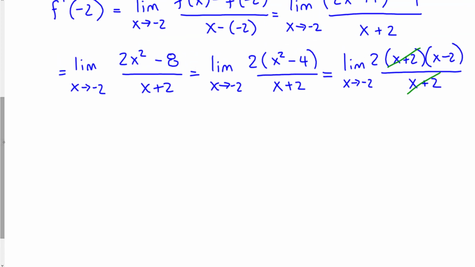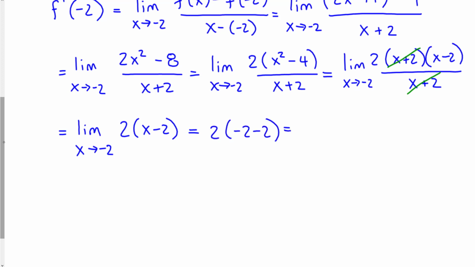What that means is I'm left with the limit as x approaches -2 of 2 times x minus 2, and at this point, if I plug in -2, I get an answer. 2 times -2 minus 2 would be 2 times -4, or -8. So the slope of the tangent line at -2 is -8.